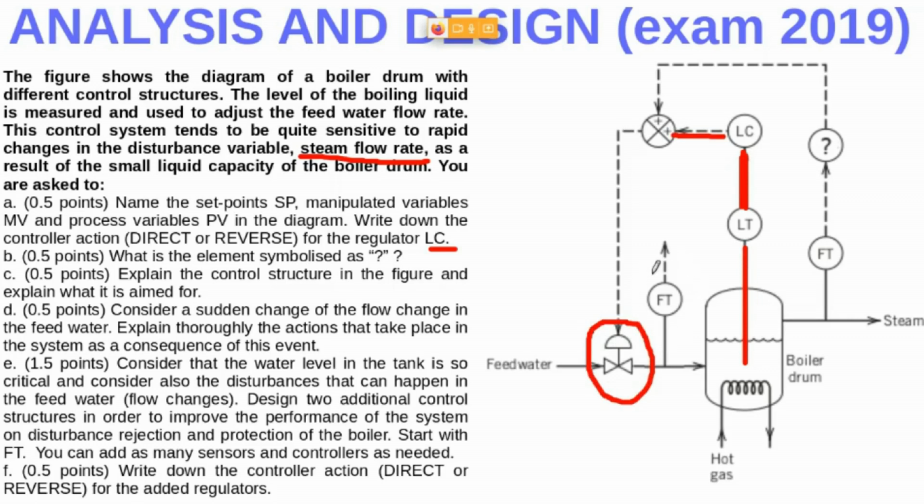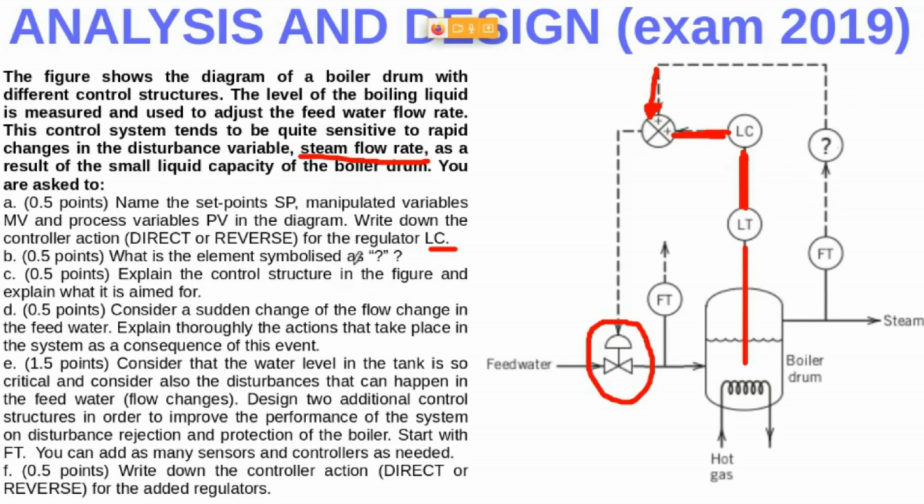We can see here that we have a flow transmitter. Let's see later what the task connected with this flow transmitter is. But as you can see here, we have some signal added to this manipulated variable. Here we have a manipulated variable for the level controller. So it's very easy to see that this must be a controller action. So this symbol in here is a controller. The second question asks about this symbol.